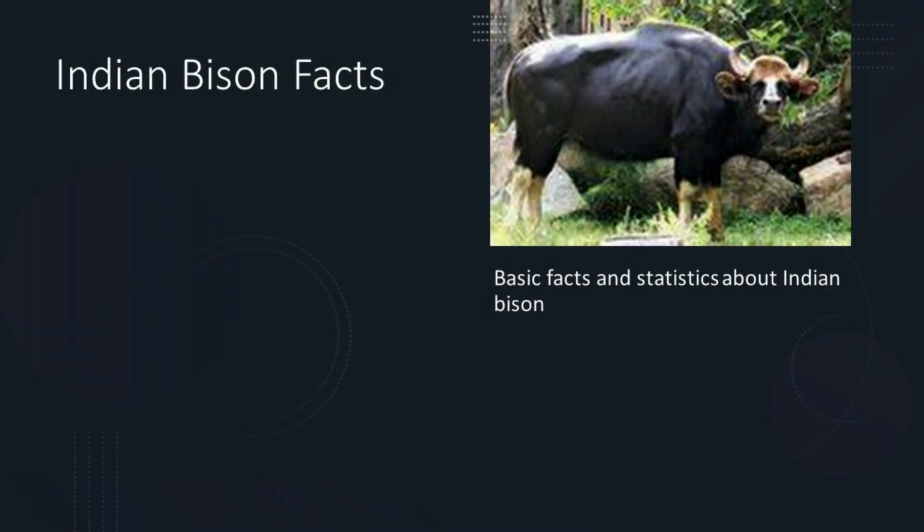Slide 3. Indian Bison Facts. This slide presents fundamental facts and statistics about the Indian bison, offering the audience a glimpse into the world of these majestic creatures. The Indian bison is also known as the gaur. It is native to South and Southeast Asia. In India, they are very much prevalent in the Western Ghats. They prefer evergreen forests and moist deciduous forests.